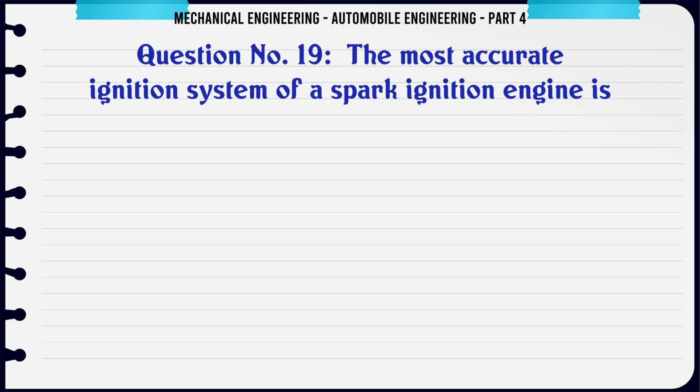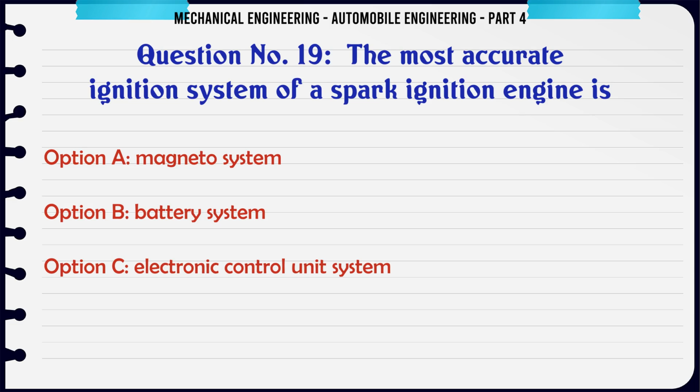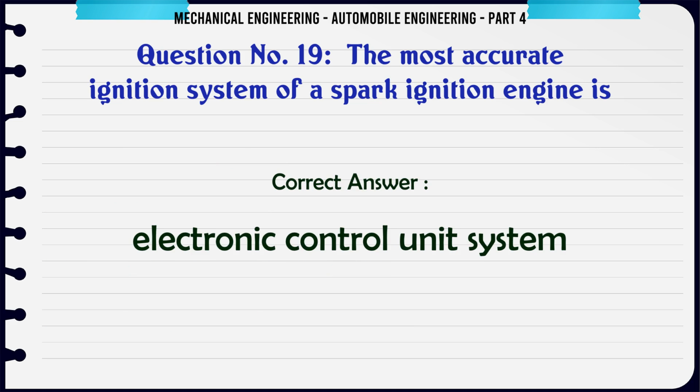The most accurate ignition system of a spark ignition engine is: A. Magneto system, B. Battery system, C. Electronic control unit system, D. Magneto and electronic system. The correct answer is electronic control unit system.